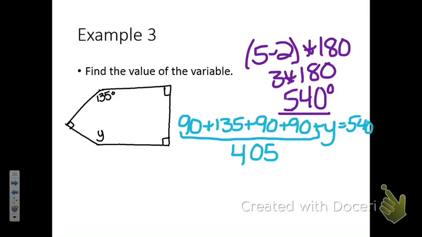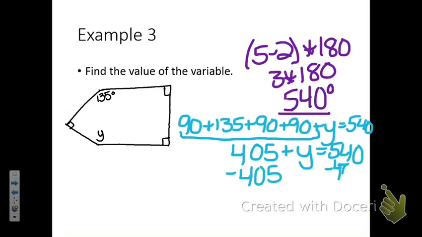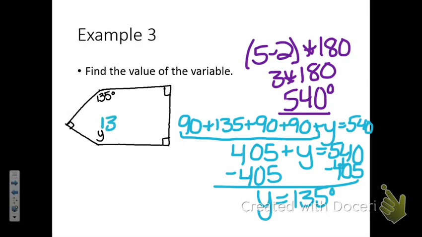You should get 405 plus y equals 540 now. So now what? Then we would subtract 405 from both sides, which gives me y equals 135. Good, y is 135 degrees. So this angle will have to be 135 degrees. Okay.